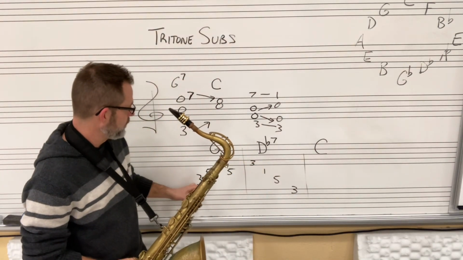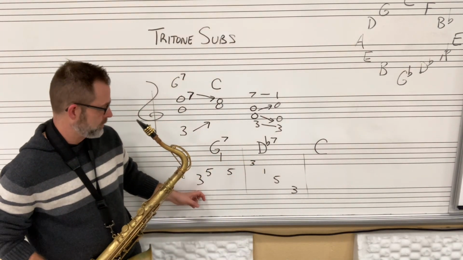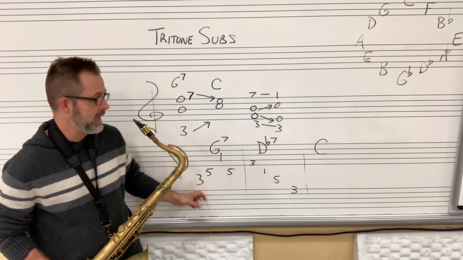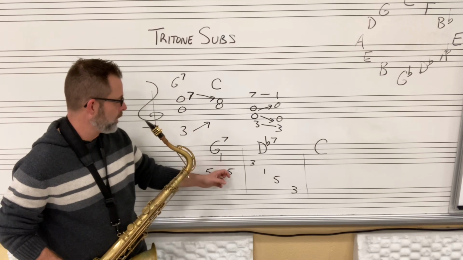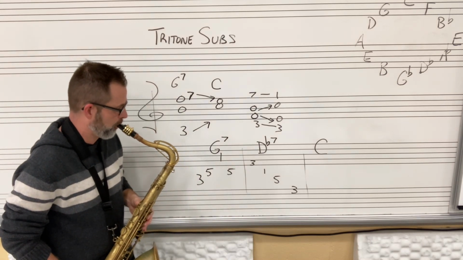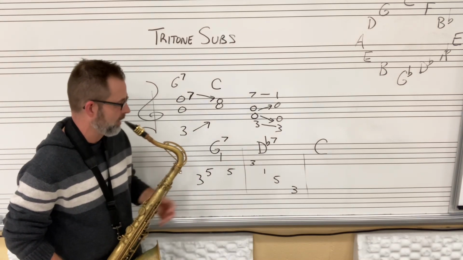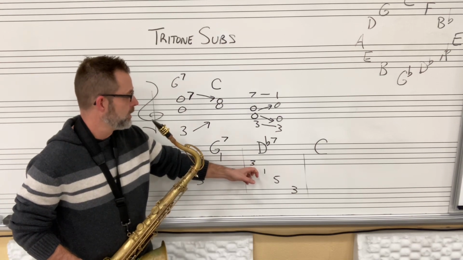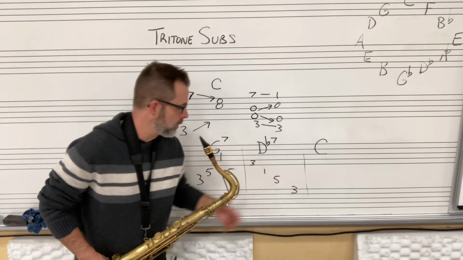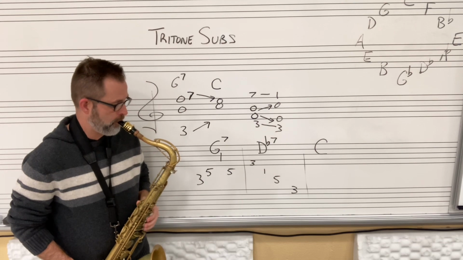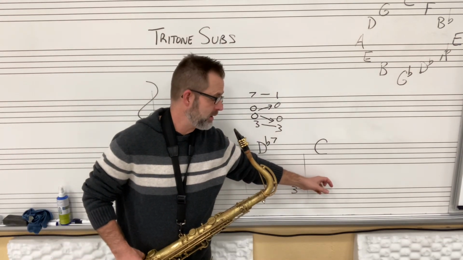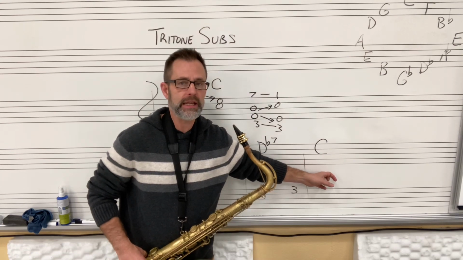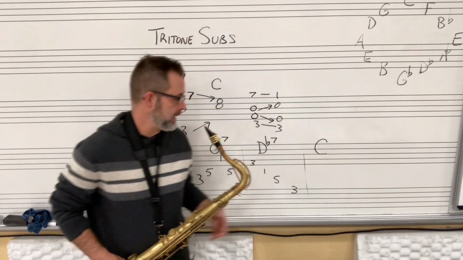So maybe I want to do a pattern like this. This is a great pattern, a little short pattern in the pair. 3, 5, 1, 5. And now I go to the D flat, 3, 1, 5, 3. And then I can resolve it on, let's just say I'm going to resolve it on an E here, which is a 3rd of the E.